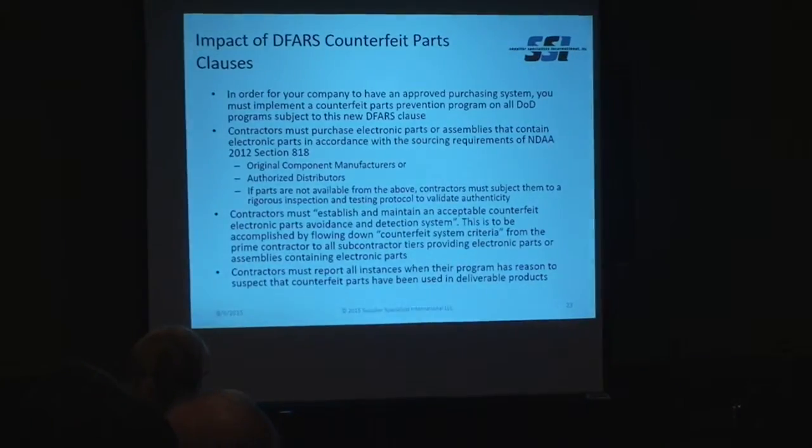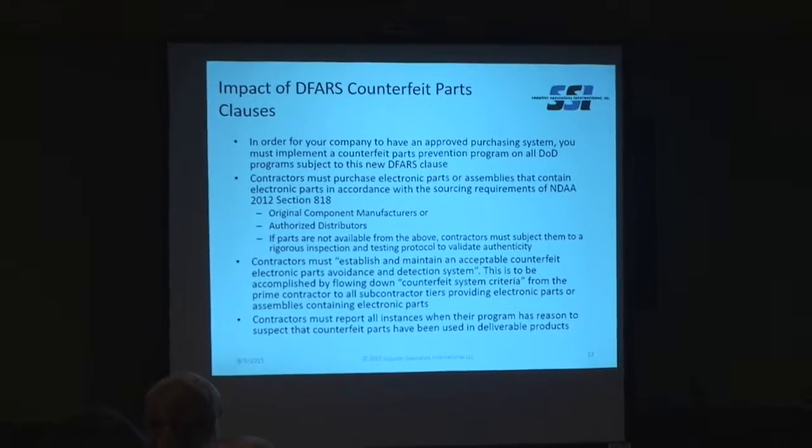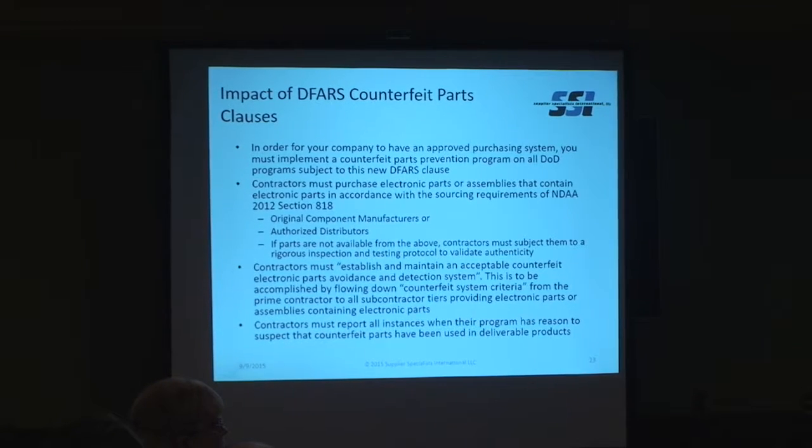So what this means, if you're in this ball game and you're selling products that contain electronic parts, if you want to keep your purchasing system approved, you have to have a counterfeit parts prevention program. And what it says is wherever possible, you go first to the original component manufacturers or their authorized distributors. And if you can't find the parts and your customer doesn't want to design them out, then you have to go through a rigorous inspection and testing program to make sure that you've screened out any potential suspect counterfeit parts. So that really is a game changer in this whole area.